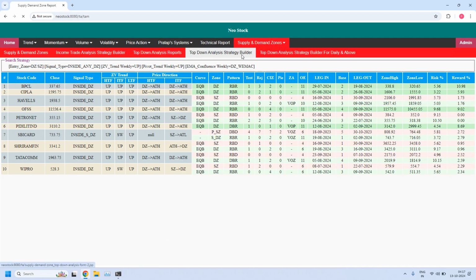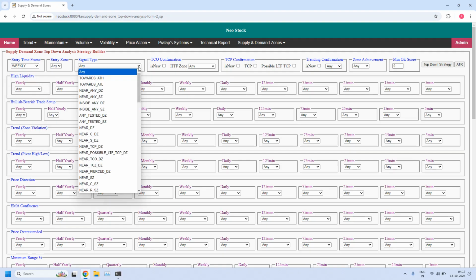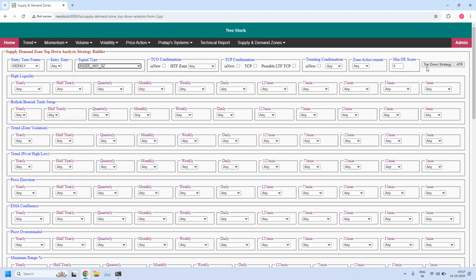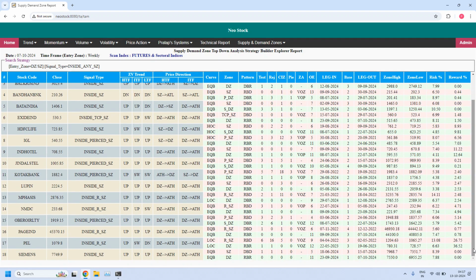Okay, the next report for weekly time frame. Let us find the stocks where price closed inside weekly supply zone. So this is also a big list. I'm scrolling the list down. 18 stocks are filtered.